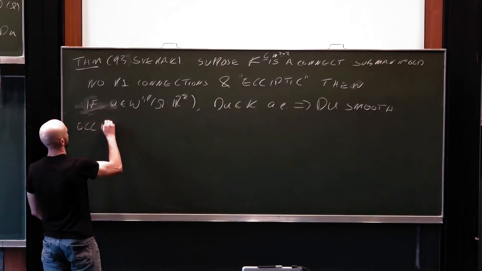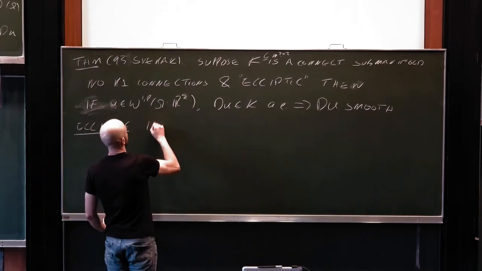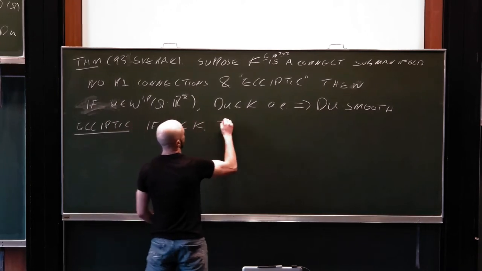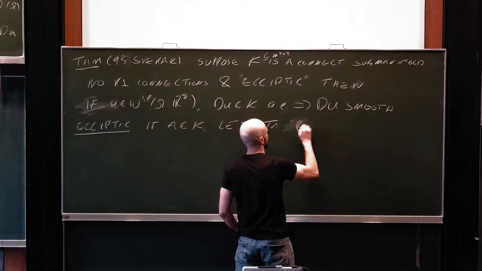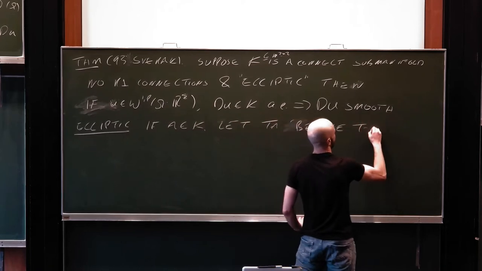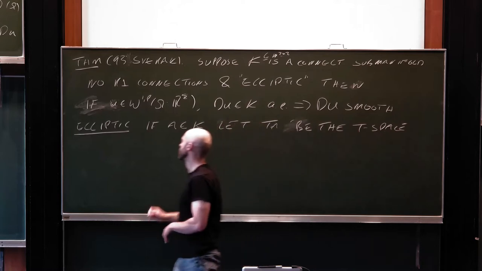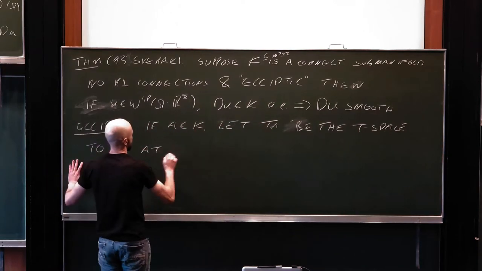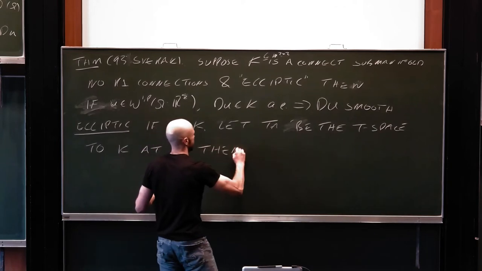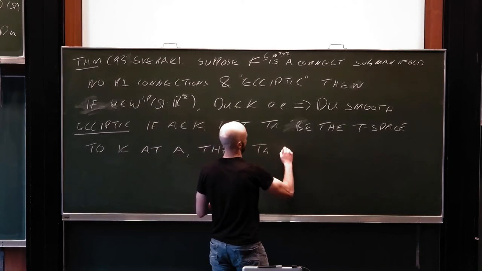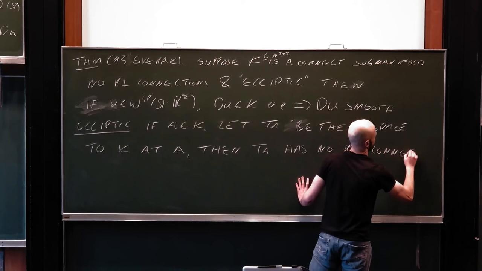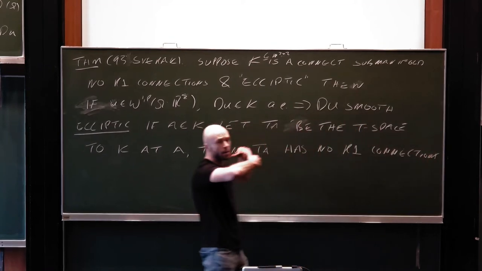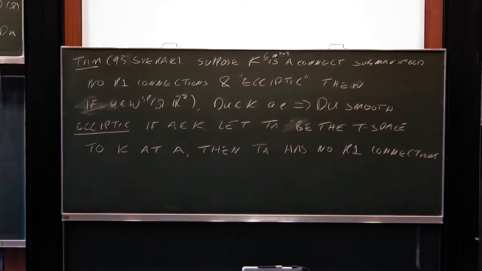Elliptic means that if A belongs to K, let T(A) be the tangent space to K at A, then the tangent space does not have any rank one connections. So not only does the set have no rank one connections, but if you take the tangent space at any point, that thing also has no rank one connections. Okay? It's a stronger property.